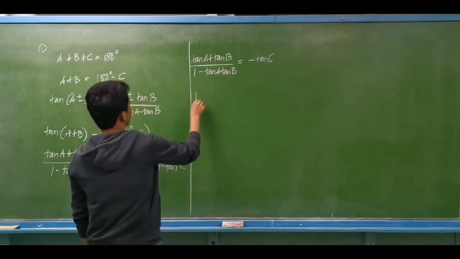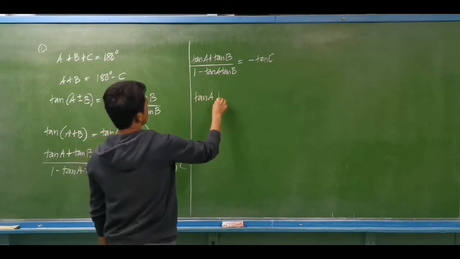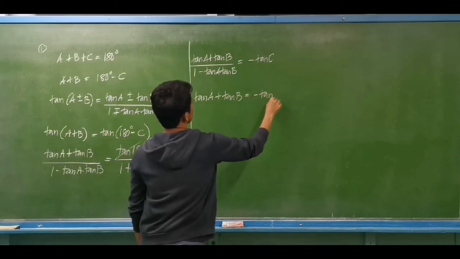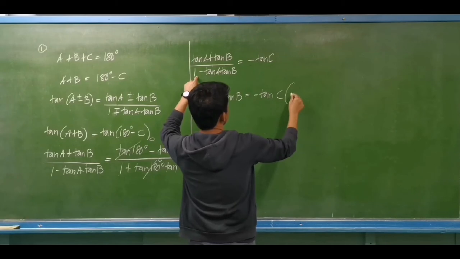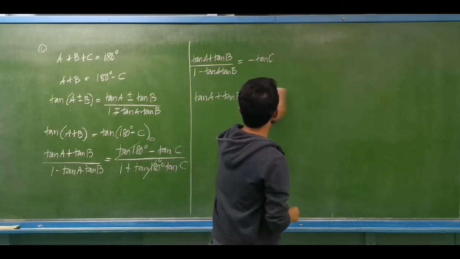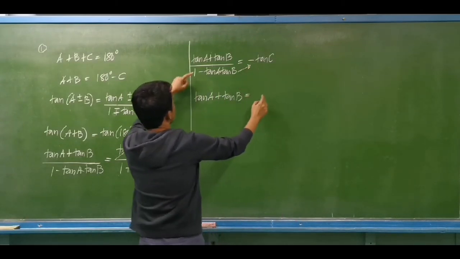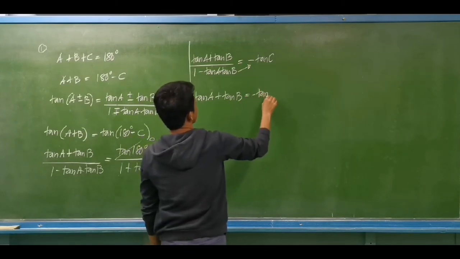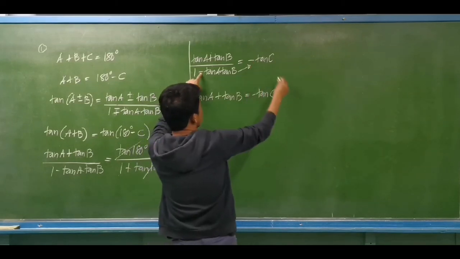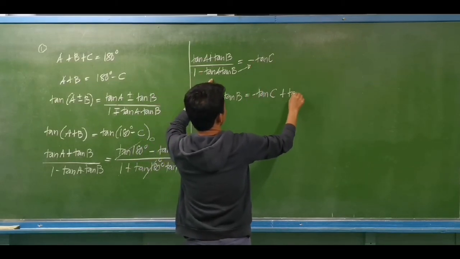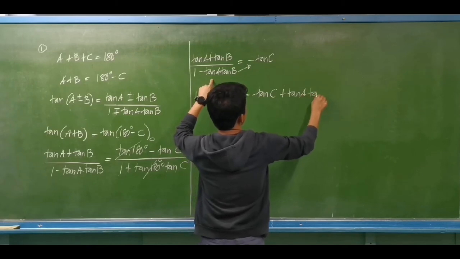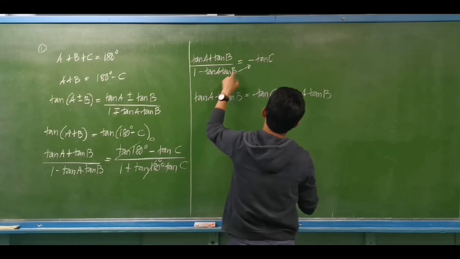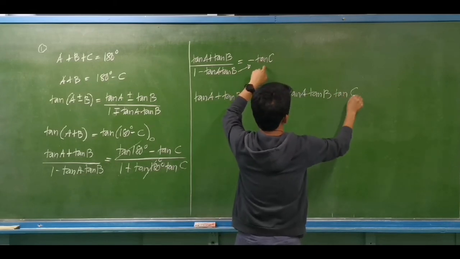I-cross-multiply natin. This is now tangent of A plus the tangent of B is equal to negative tangent of C multiplied by 1 minus tangent A tangent B. So, 1 times negative tangent C is negative tangent of angle C. Negative times negative is positive tangent A, tangent of angle B. So, negative times negative, positive, tangent A, tangent B, tangent angle C.